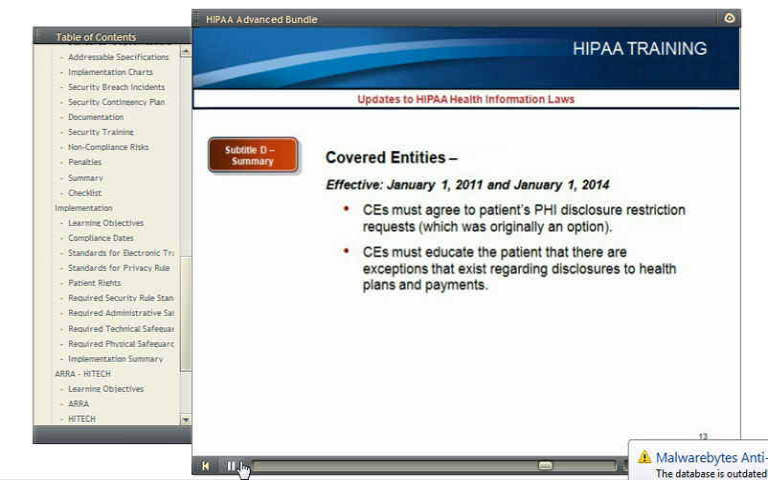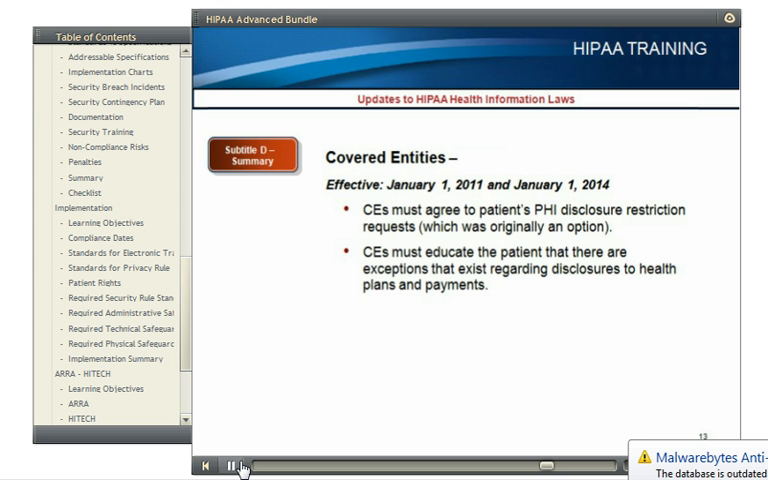Covered entities, effective January 1st, 2011 and January 1st, 2014. CEs must agree to patients' PHI disclosure restriction requests, which was originally an option. CEs must educate the patient that there are exceptions that exist regarding disclosures to health plans and payments.